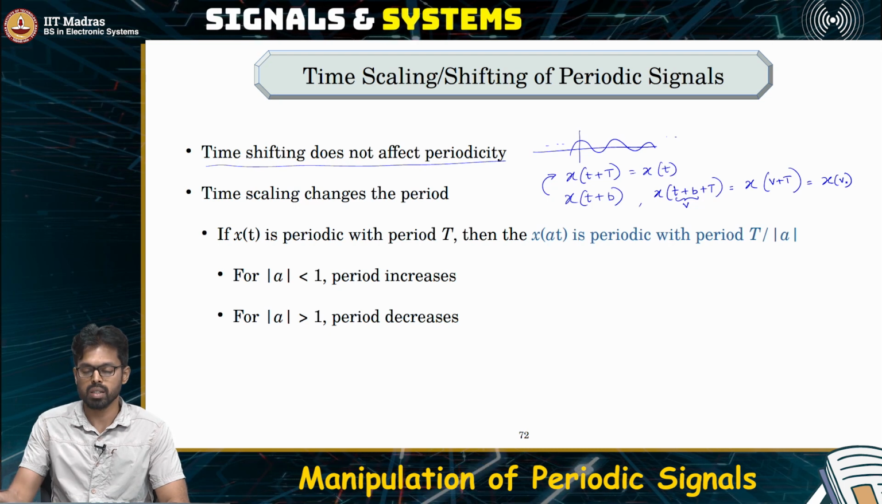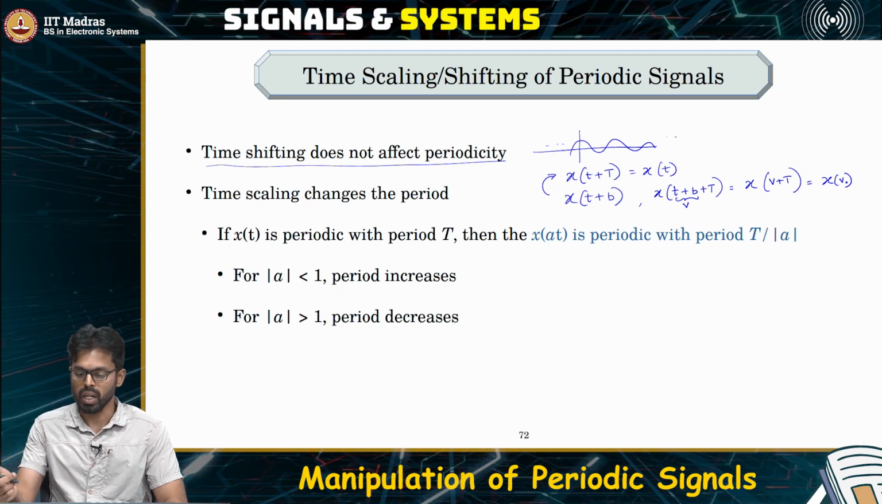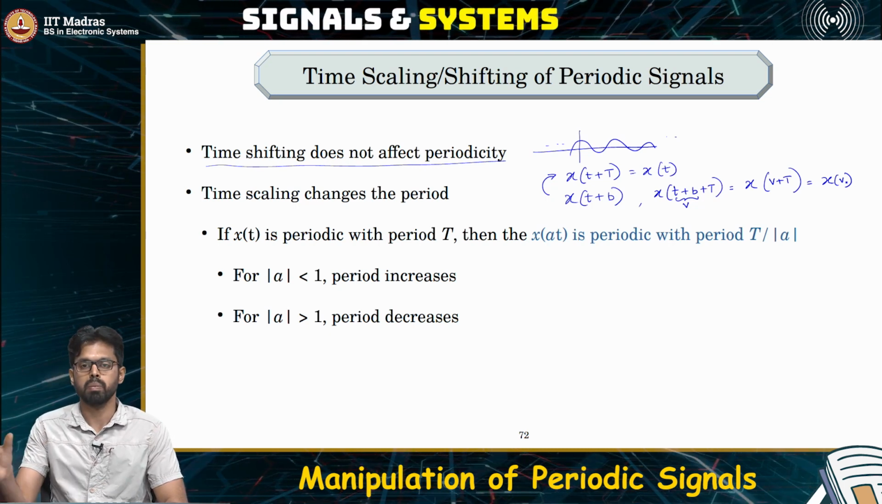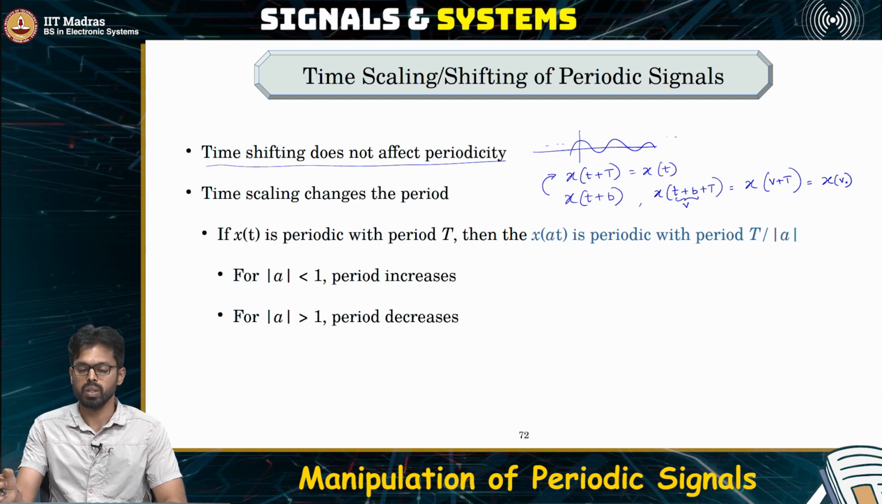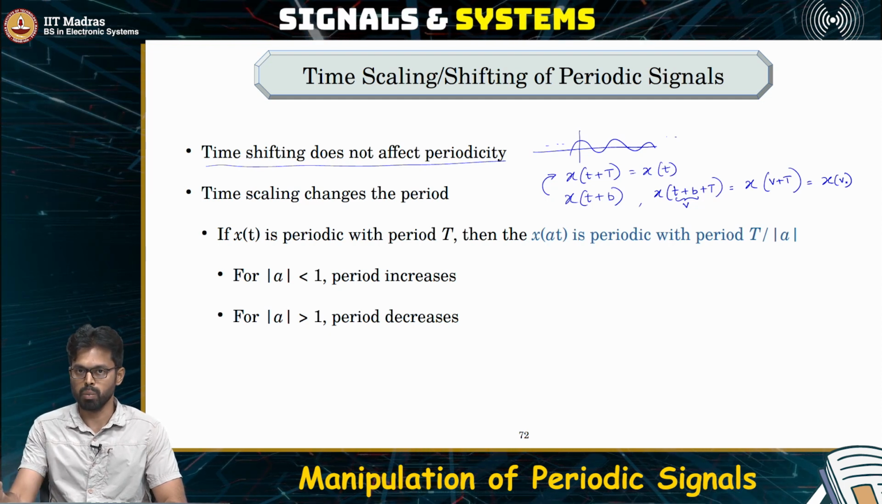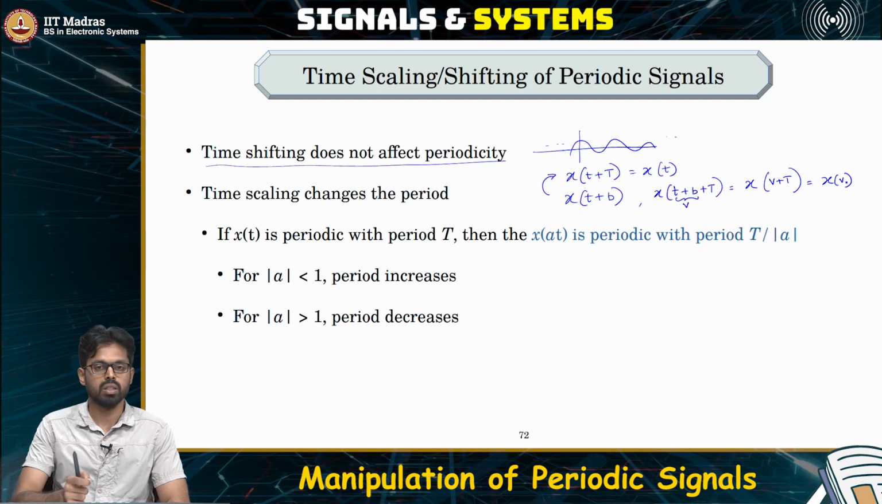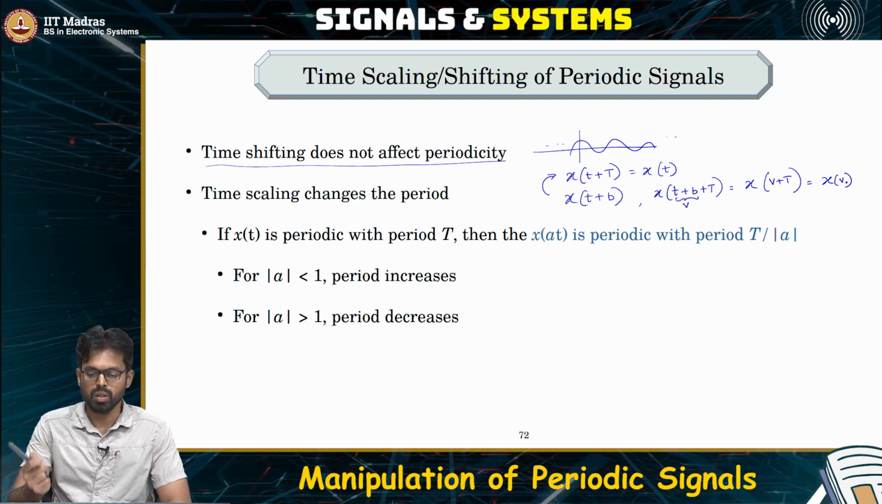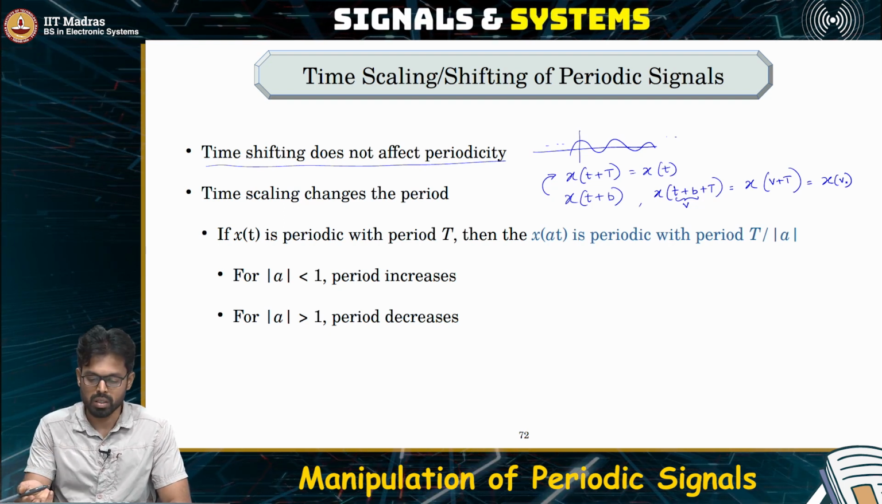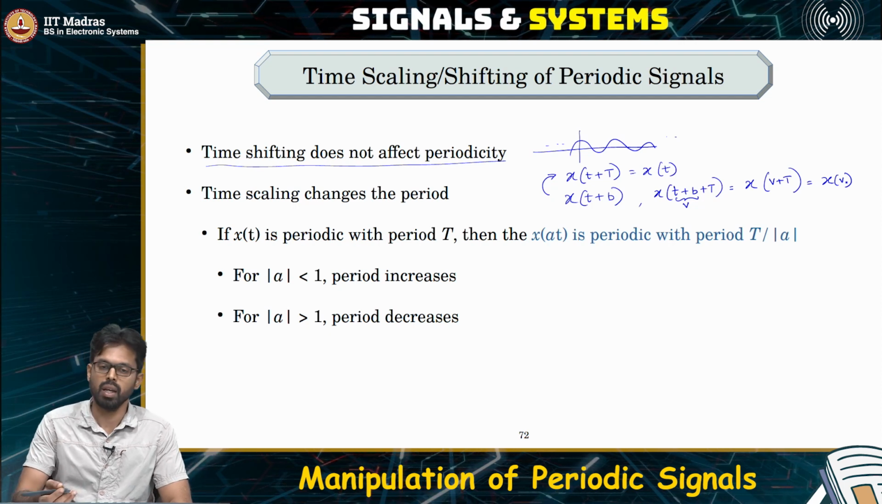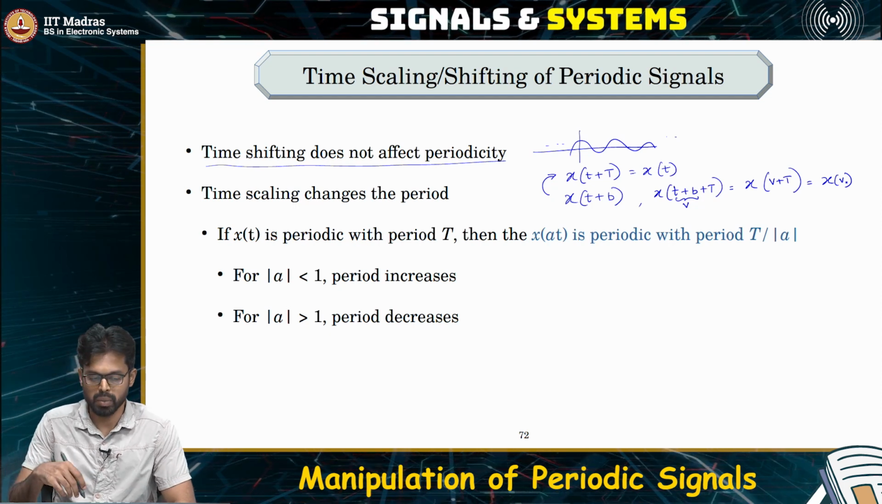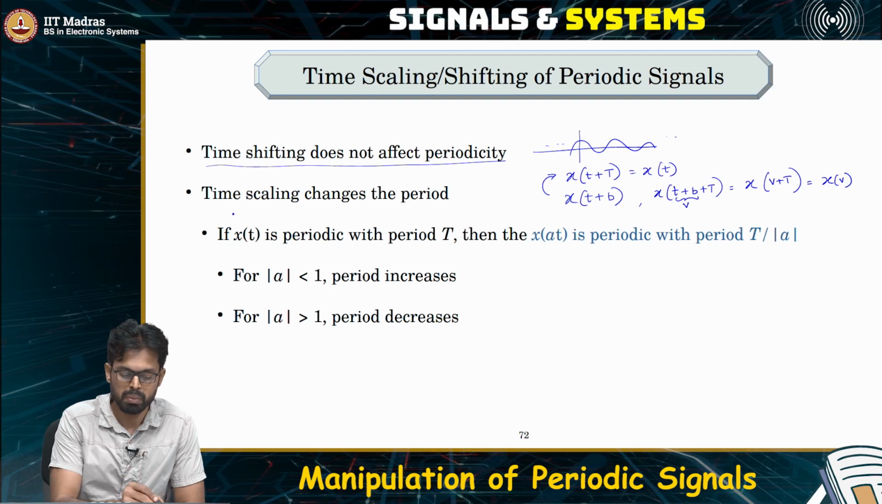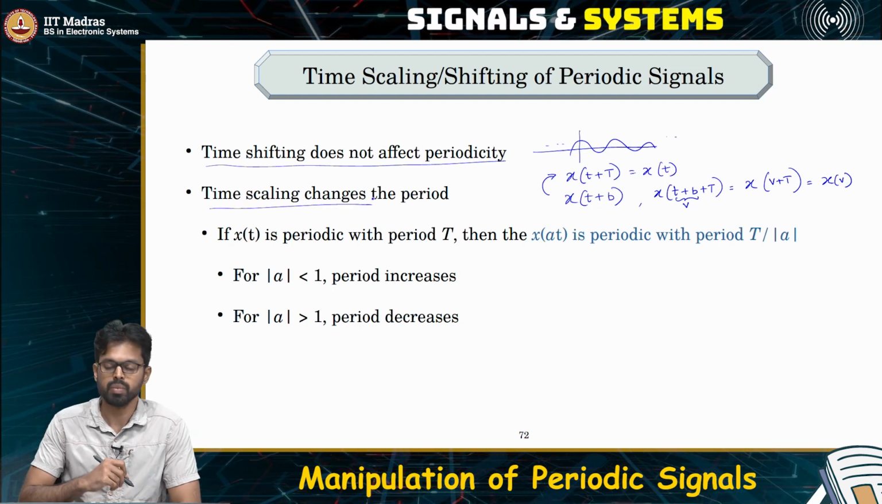Remember, once again, periodic signal, you can start at any point and then you can just take the time period length to be equal to the actual period of the signal and then copy that portion and keep repeating it. Because the point at which you're starting does not really matter, what the origin is also does not really matter, and hence time shifting really does not affect periodicity. But time scaling affects periodicity.